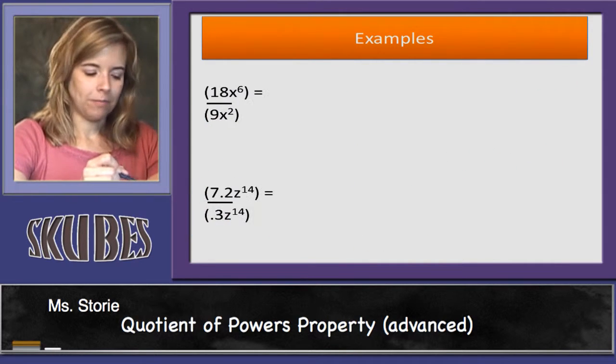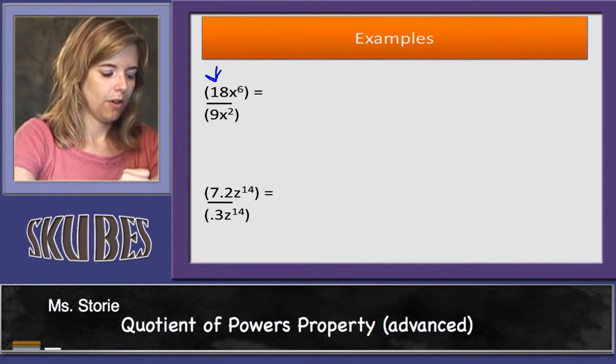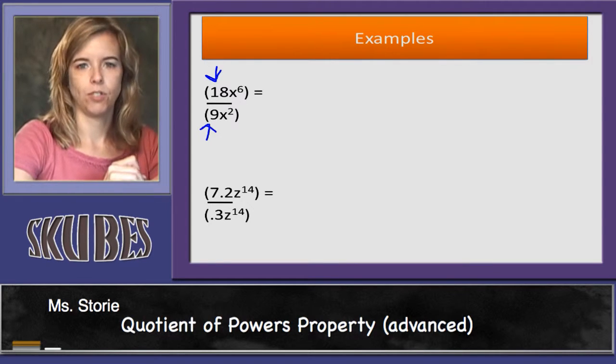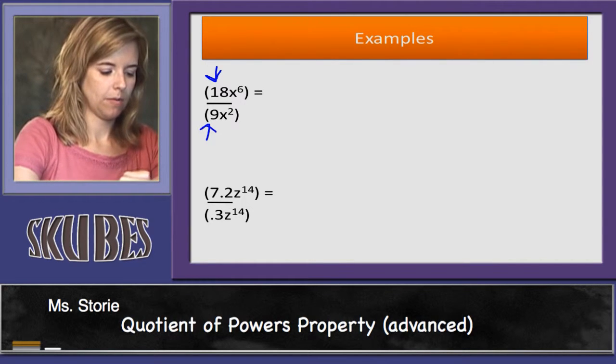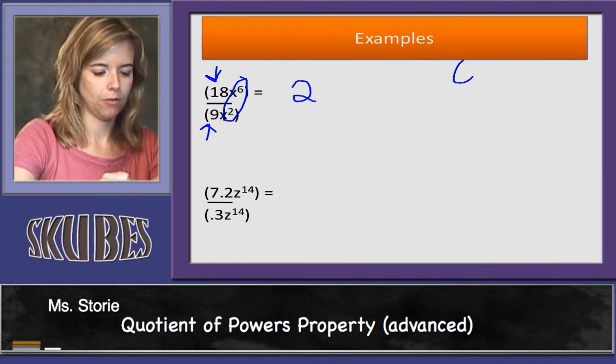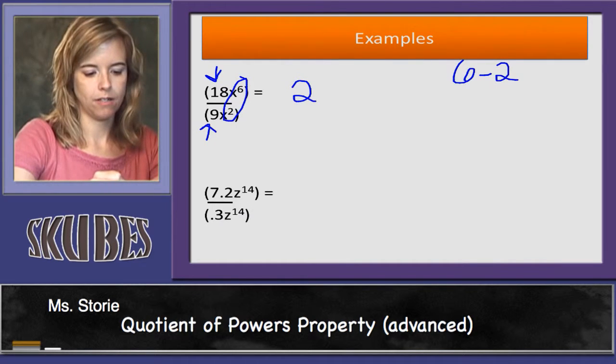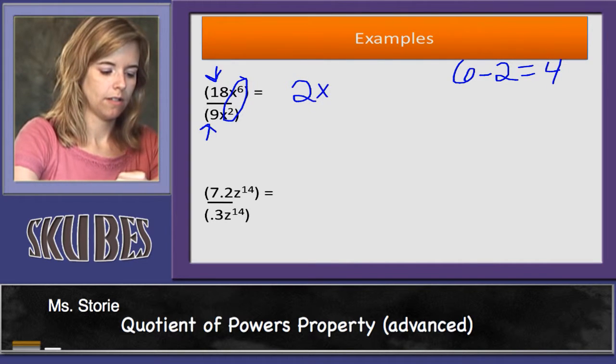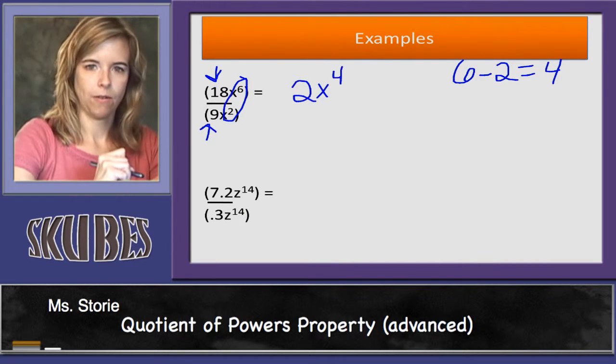Let's take a look at another one. Over here, coefficients, divide them, just like they say to. So 18 divided by 9 is 2. Exponents, subtract them. They don't follow the rule. So you're going to take 6 minus 2, and that should give you 4. So you're going to have 2x to the 4th. And that's it for that one.